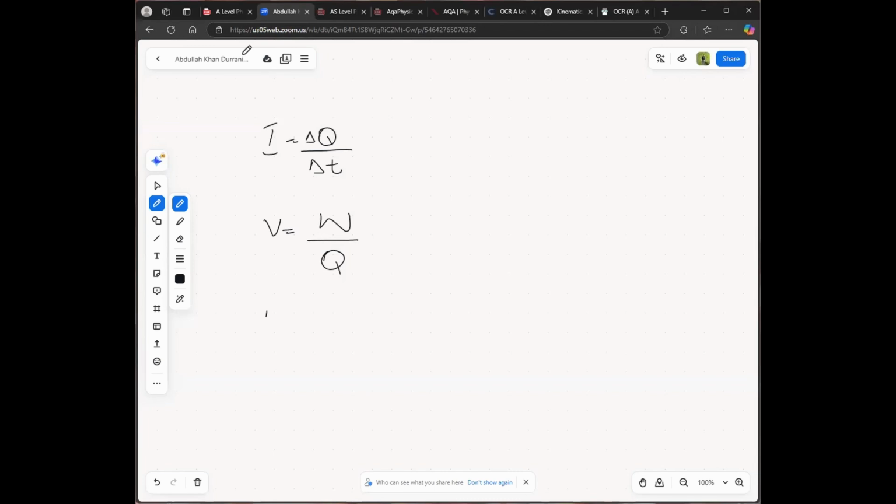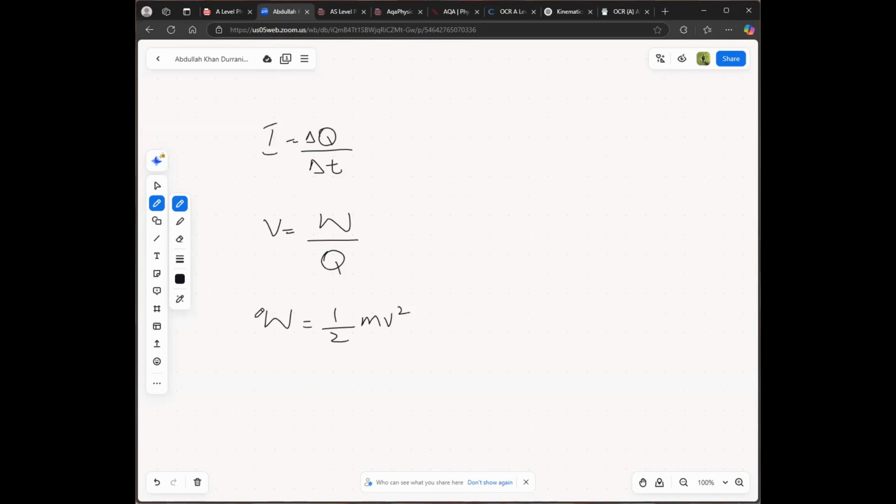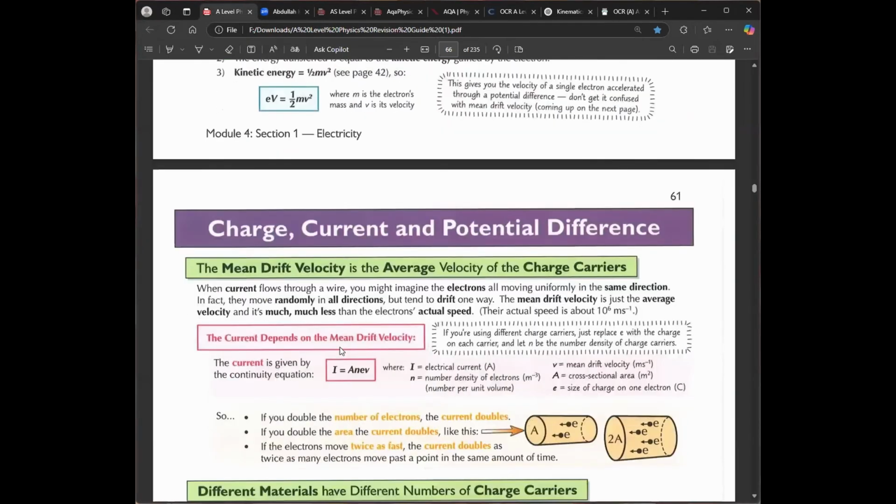If I just write it like this, work done is equal to kinetic energy, which is half mv squared. That's the basic formula for work done. And obviously, you know that you can replace W by VQ, and in terms of a unit charge, which is equal to an electron, you can replace Q by e. So W can be equal to eV in that case if you replace Q by e. All right. So that's that.